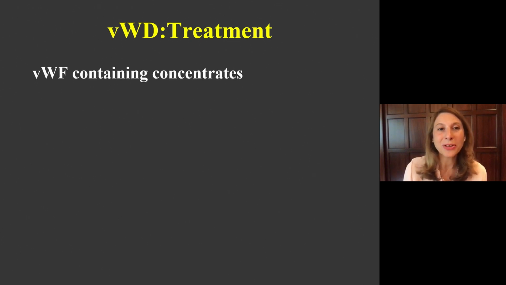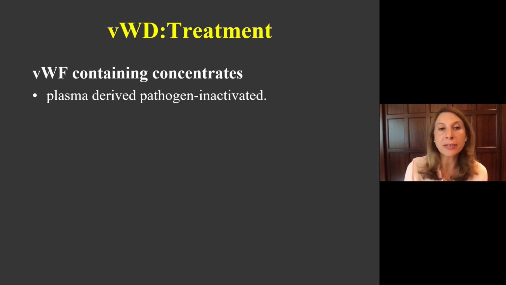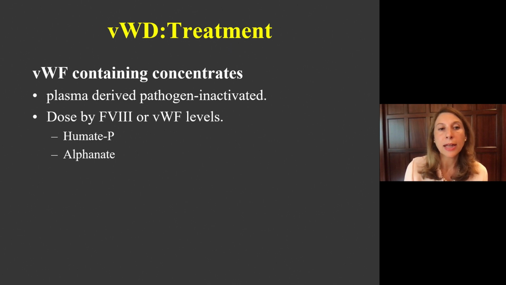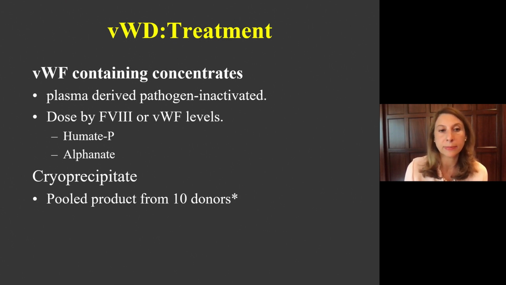Other options include von Willebrand containing concentrates. This is plasma-derived, pathogen-inactivated forms. And you can dose via factor VIII levels or von Willebrand antigen levels. Humate-P and Alphanate are two of the drugs that are often used. In very dire circumstances where you don't have any of these products, cryoprecipitate can be considered as a last resort. But remember, it's pooled from over 10 donors.